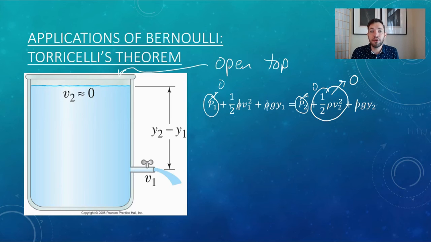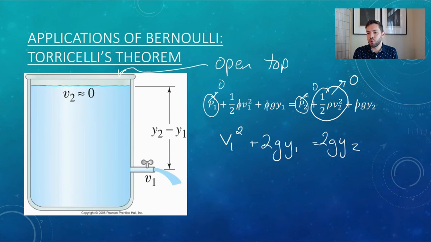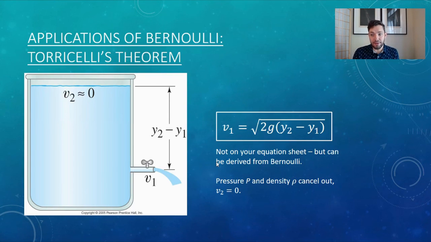To make things a little bit easier to rearrange, I'm going to multiply everything by 2. That's going to give me v1 squared plus 2gy1 equals 2gy2. And of course, we can move this term here over to the other side. We'll take the square root. And what we'll end up getting is this. This equation is not on your AP equation sheet, but you can derive it from Bernoulli's equation just like I did. So just keep in mind pressure and density are going to cancel out.